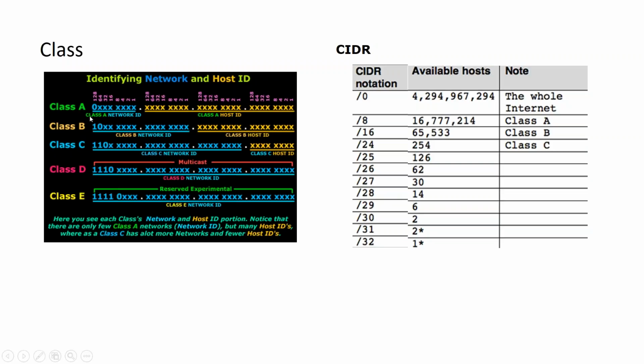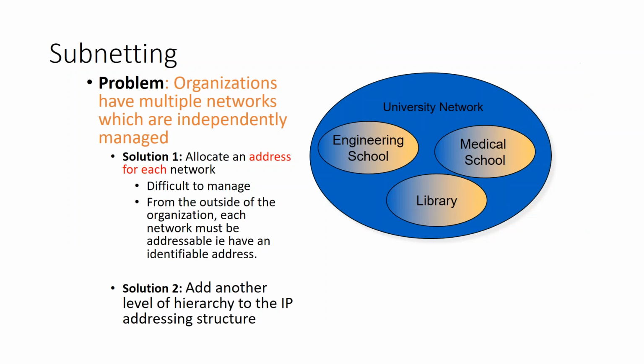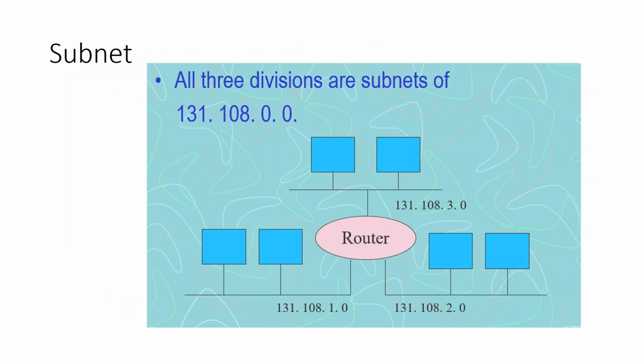So in class A, you can clearly say that you'll have the first octet as the network portion and the rest three as the host portion. Whereas in class B, the first two octets are called the network portion, and the rest two are called the host portion. So I think I have some slide for that.